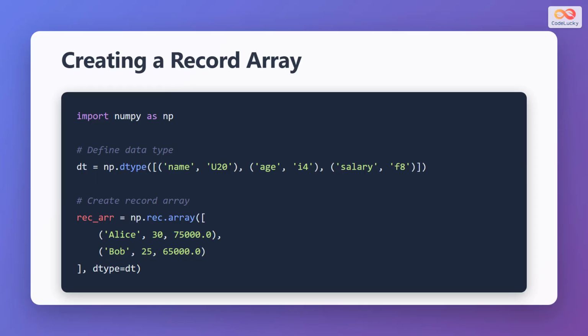Next, you create the record array using np.rec.array. You pass in a list of tuples, where each tuple represents one record. For instance, Alice is 30 years old with a salary of $75,000, and Bob is 25 with $65,000. Finally, you specify the dtype parameter to use the data type you defined earlier.